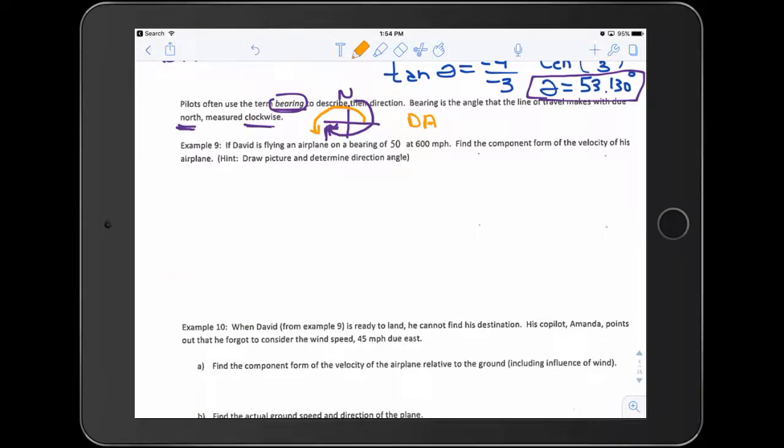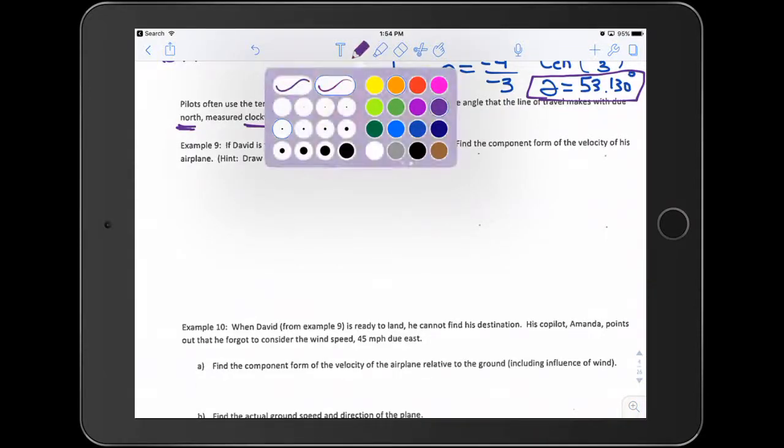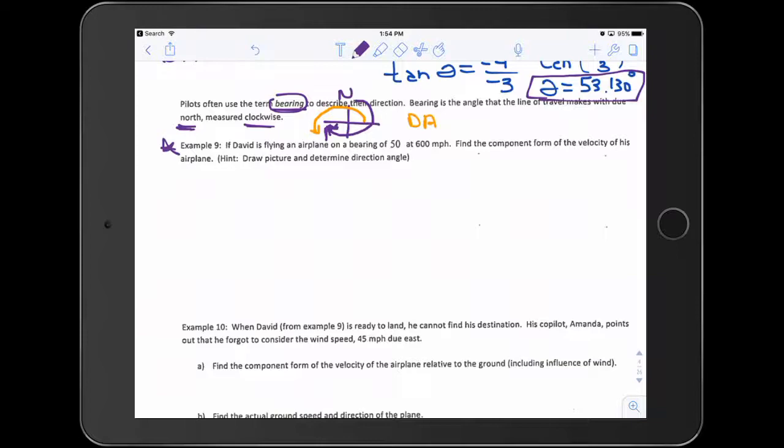And in example 9, it's a classic. Let's kind of show how it goes here. Example number 9 says, if David is flying an airplane at a bearing of 50 degrees at 600 miles per hour, so that's what David's flying, find the component vector from the velocity of his airplane. The hint says draw a picture, of course, and determine the direction angle. So the bearing, that's where we need to first start. We're talking about true north. That bearing is 50 degrees off of that true north, going clockwise, not counterclockwise. So we're going this way, 50 degrees.